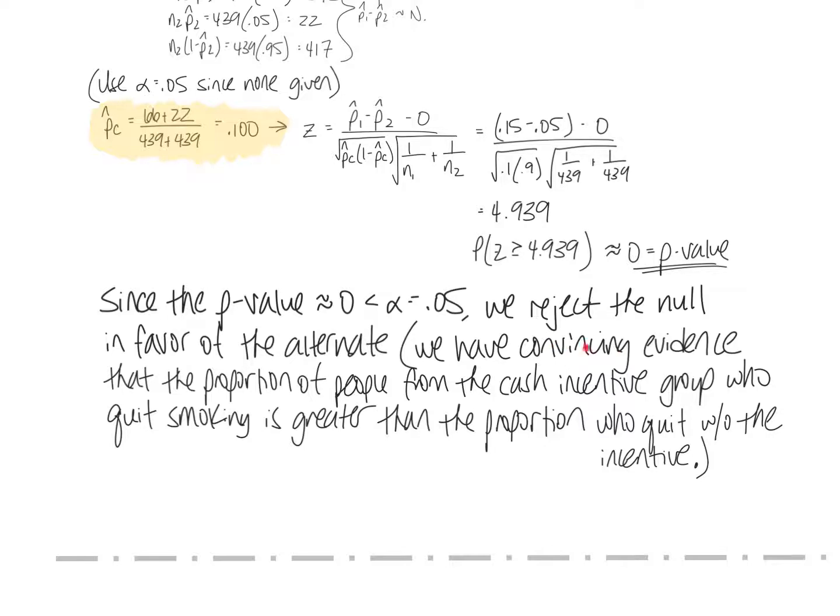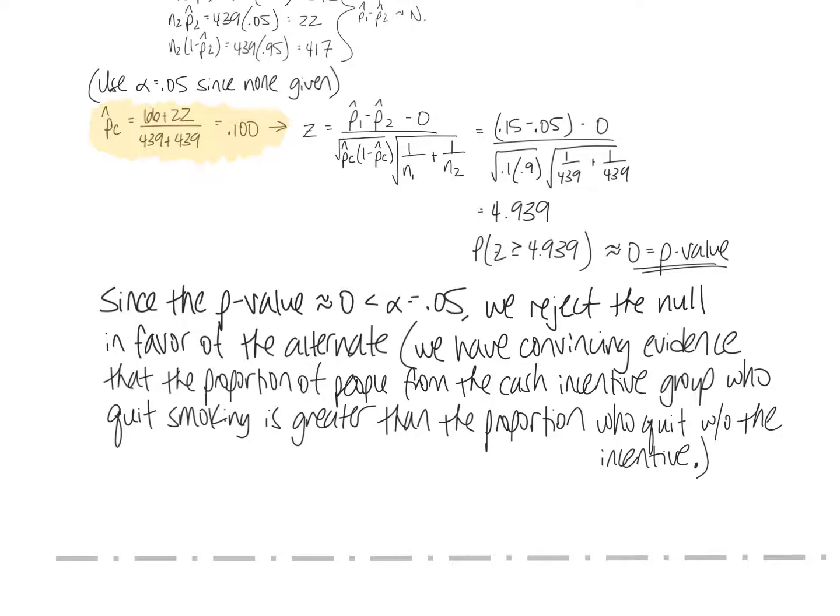We have convincing evidence that, and then what was the alternate again? The alternate stated in symbols, I just need to convert that to words to add my context: that the proportion of people in the cash group who quit smoking is actually greater than the proportion who quit without the incentive. So we do have evidence that it appears as though the financial incentive does help. Okay, so that is a full write-up, you guys.